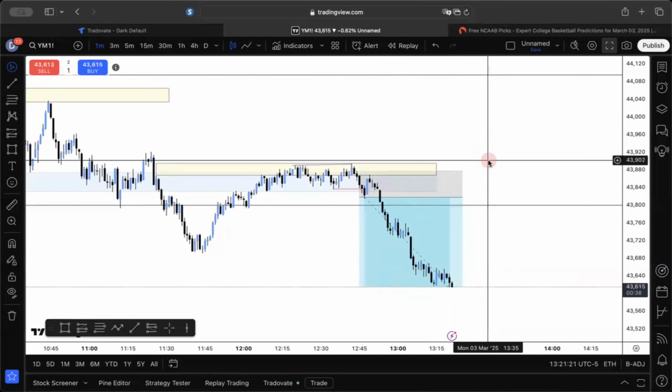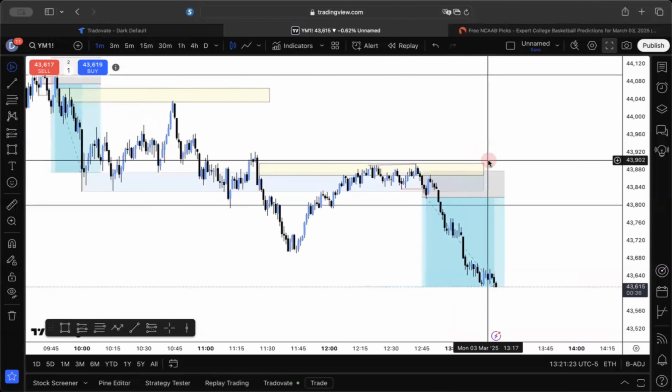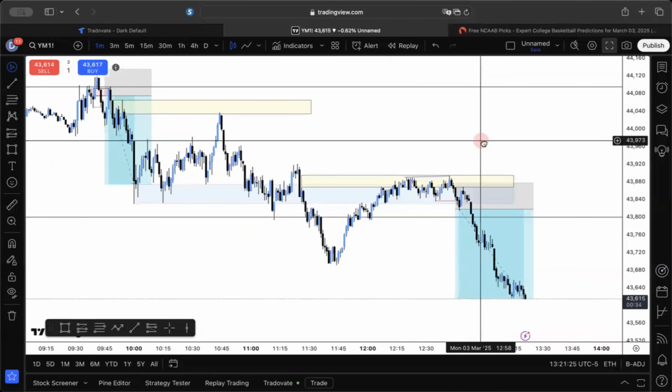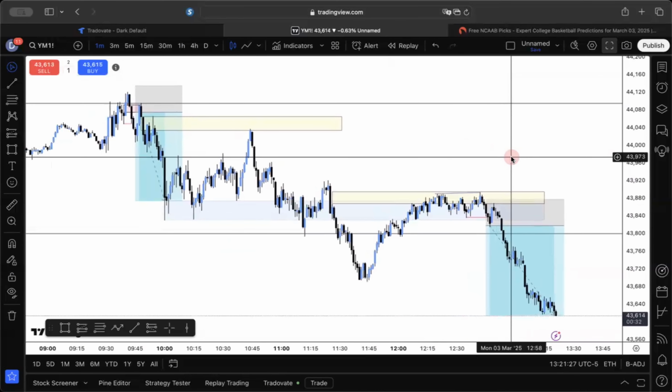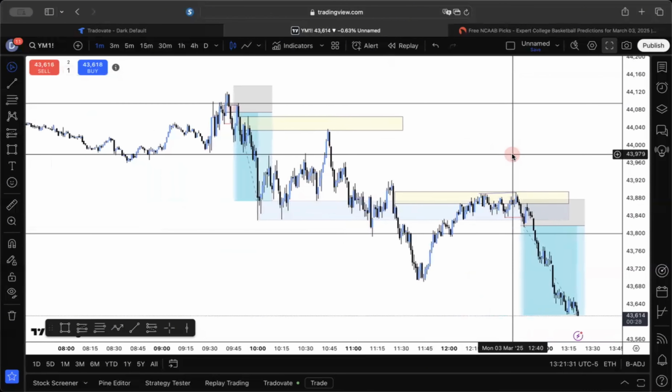So at the end of the day, pretty simple, two simple trades to my liking. I call these A grade or A plus setups. So anytime I see something like this, I'm taking it, especially if it's in my favor with the trend and everything.